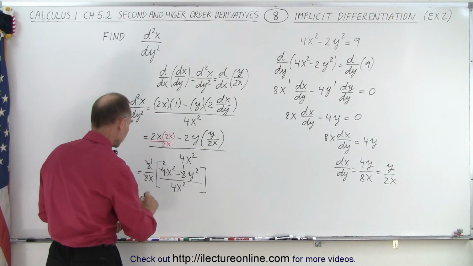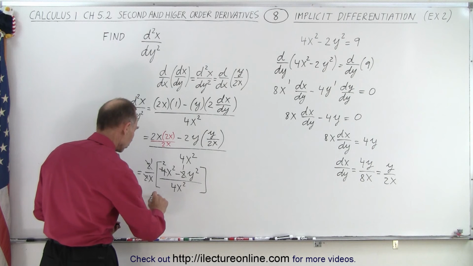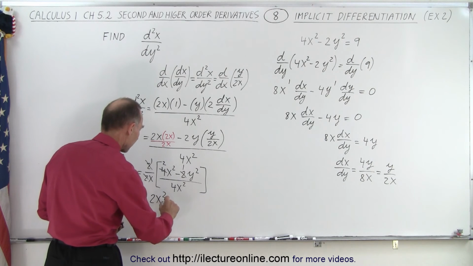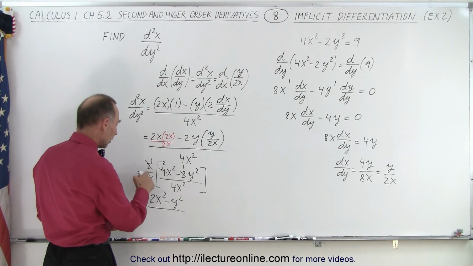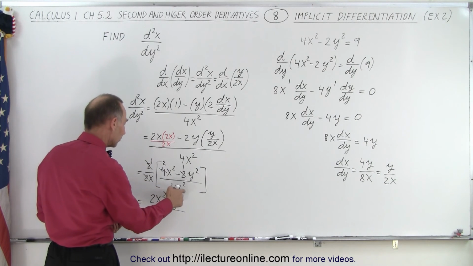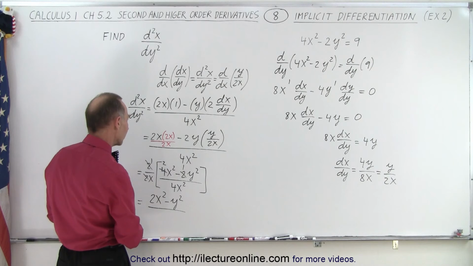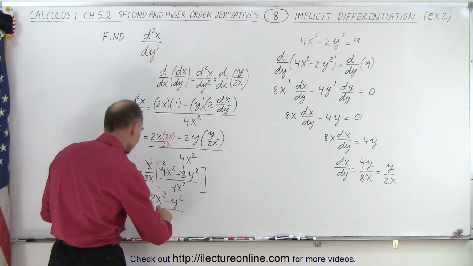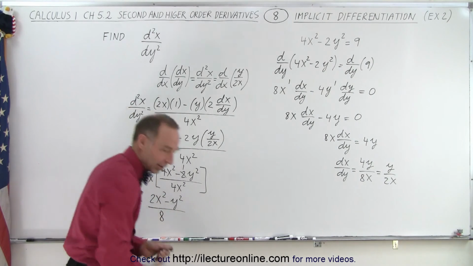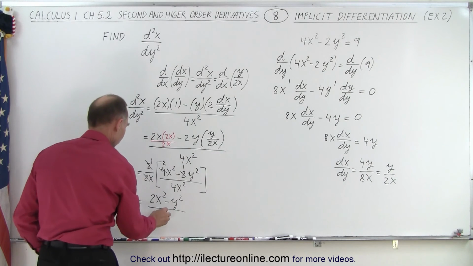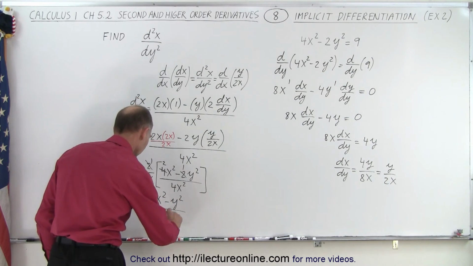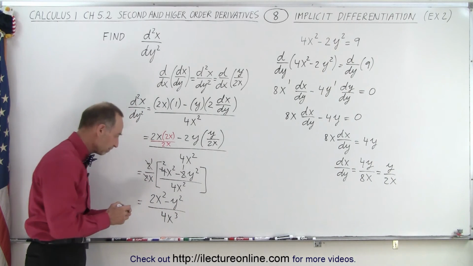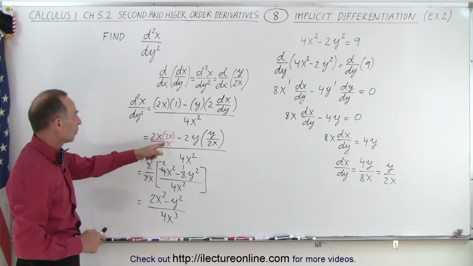And so when we do that, this is equal to 2x squared minus y squared in the numerator divided by, and we're left with a 1 over x times 4x squared. That would give us, let's see here, that would give us 8. Oh, no, the 4 is gone. So I don't get an 8, I get a 4. So we end up with a 4x cubed, like this. That's better.